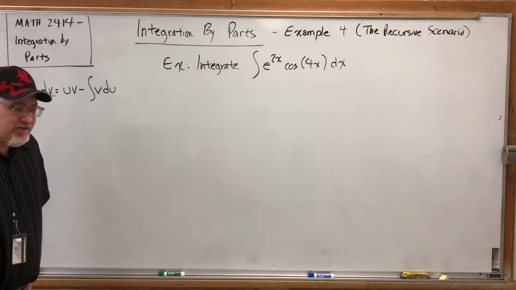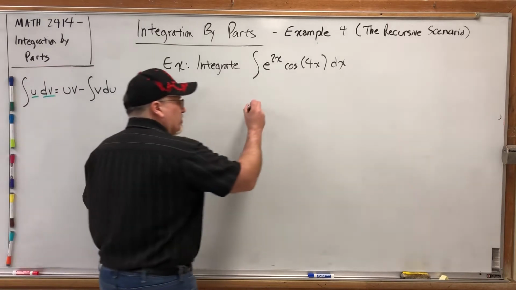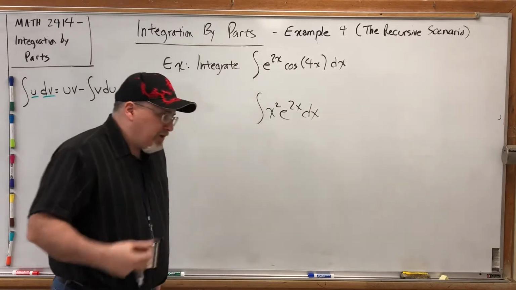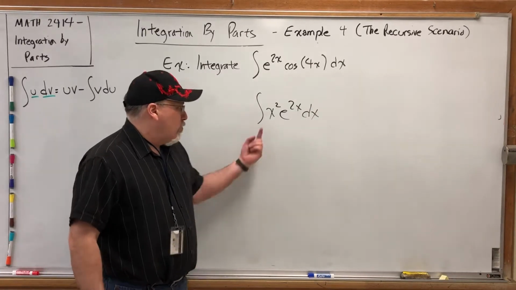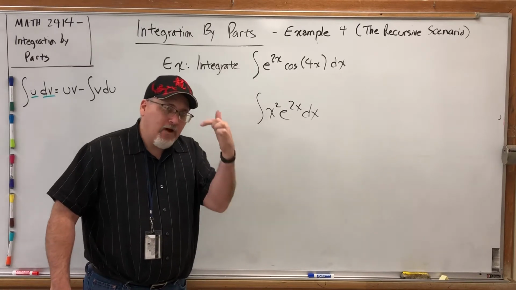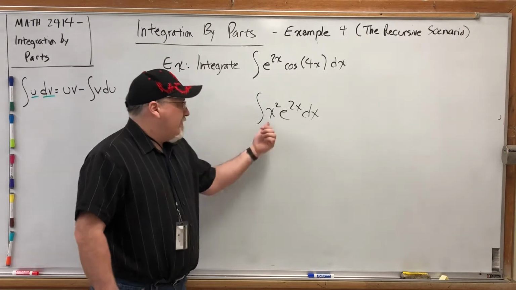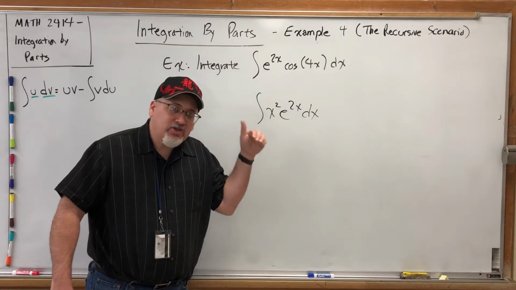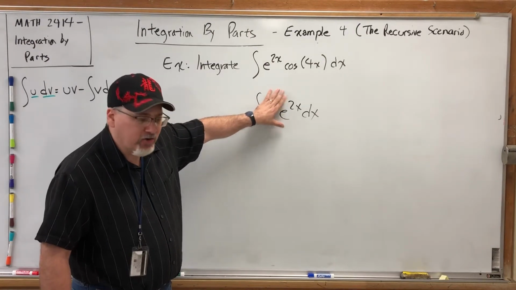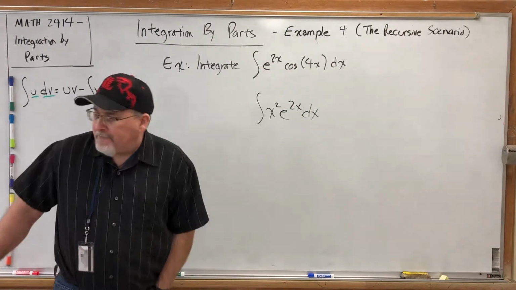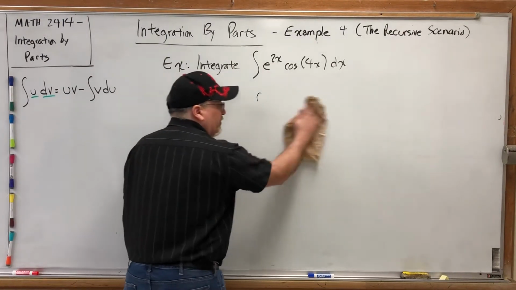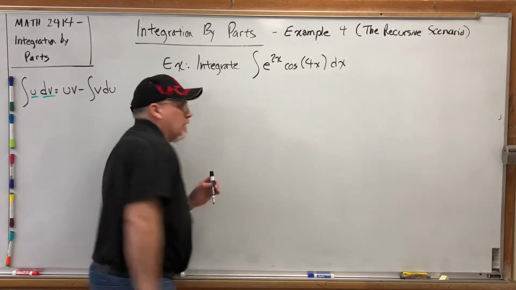Now, if you were really paying attention in the last video, when we integrated x squared e to the 2x, you'll have picked up on the fact that when one of your factors is a polynomial, it should be called u, because with enough repetitions of integration by parts, that polynomial would get differentiated into a constant, leaving the other part of the integrand ready to integrate on its own. But that's not the case here.